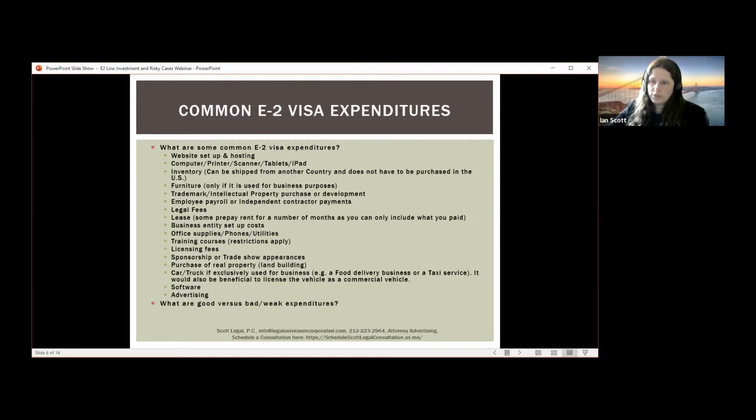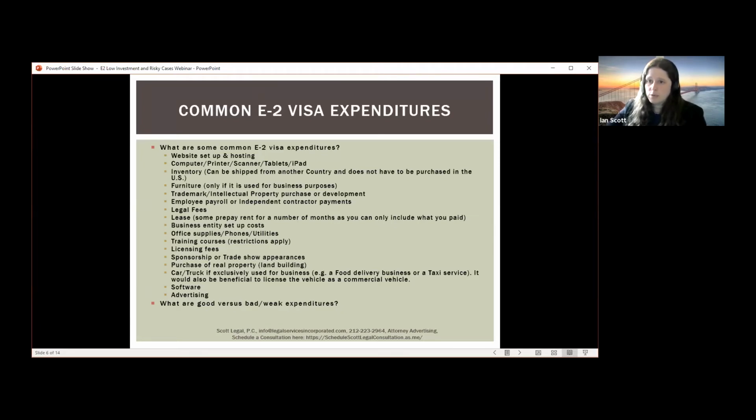Furniture, but only if it's used for business purposes. So you can't furnish a home and say, well, this is my home office. It should be clear that this is furniture for commercial space. If there's any trademark or IP involved in your business, you may include that. There's different ways to value that.